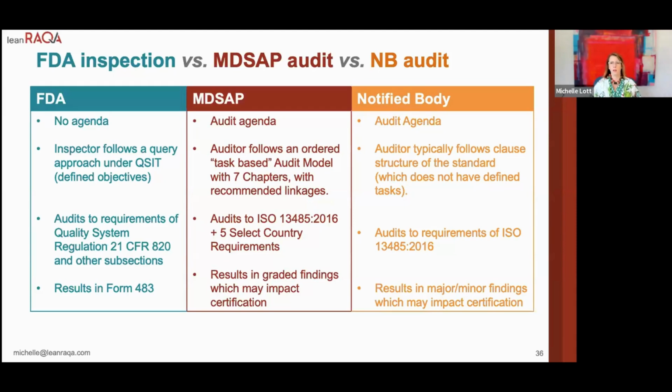And in notified body, for a CE mark or ISO certification, if they do have audit agendas, the auditor typically follows a clause structure of the standard, which does not have tasks. It is audited to 13485:2016 at present, and the results are categorized in major or minor findings, which can impact your ability to obtain your certification. If you have too many majors, or if you have too many minors that were unaddressed from the previous audit, they get automatically upgraded to majors in subsequent audits.